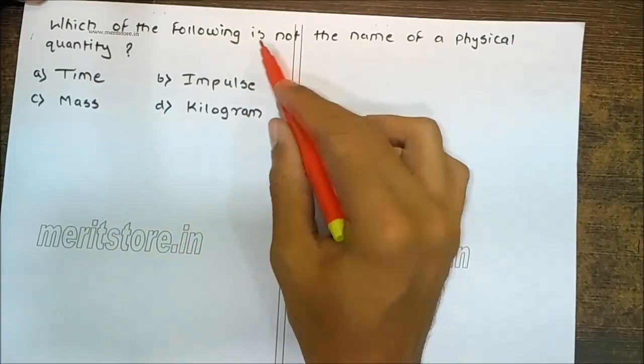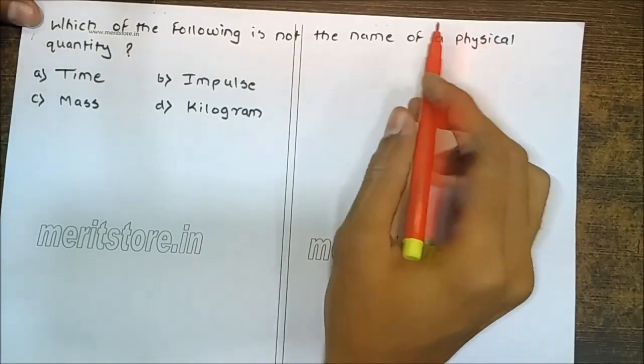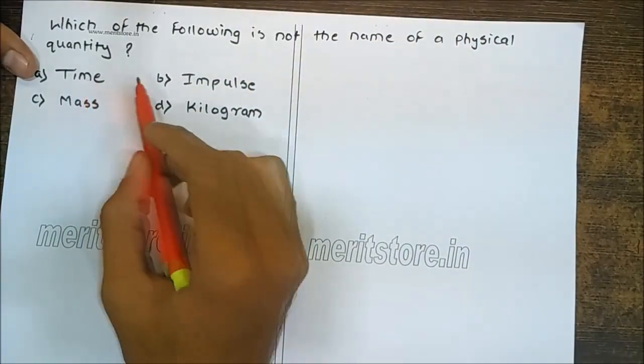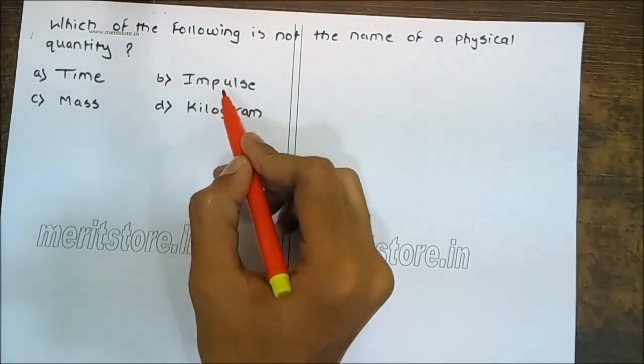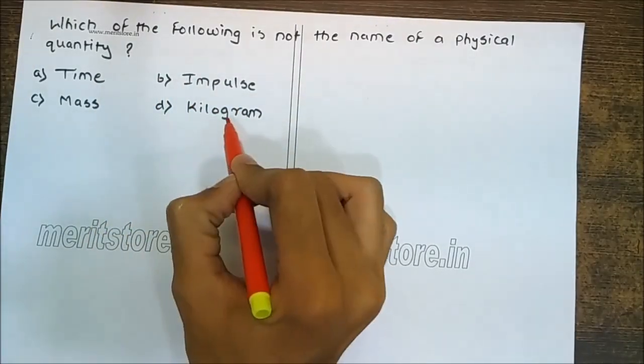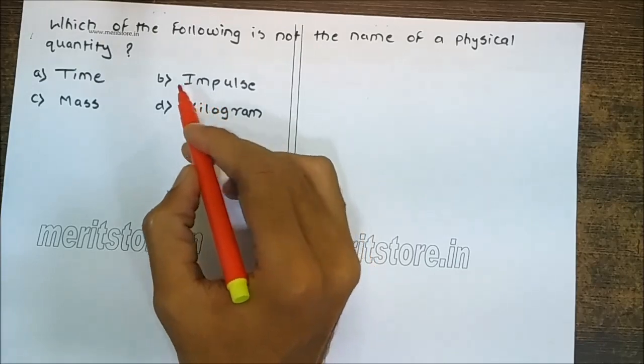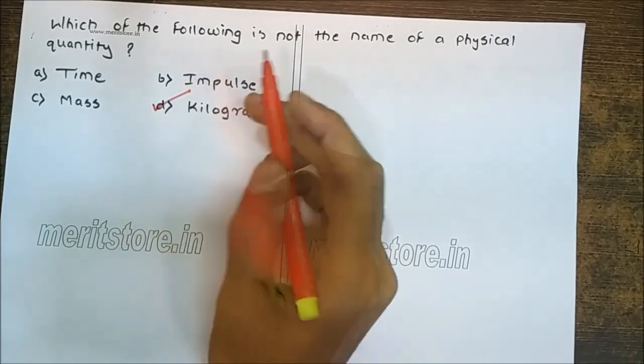Which of the following is not the name of a physical quantity? Time, yes, it is the name of a physical quantity. Impulse, yes, and mass, yes. Kilogram is a unit of a physical quantity, not the name of the physical quantity, so kilogram is the correct option.